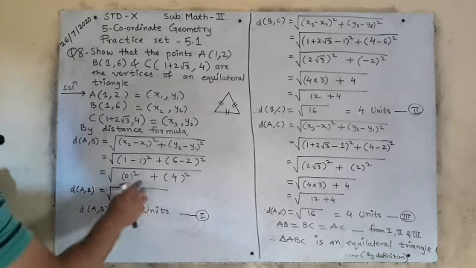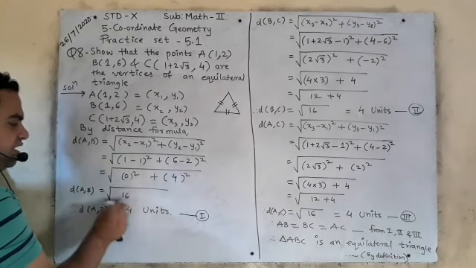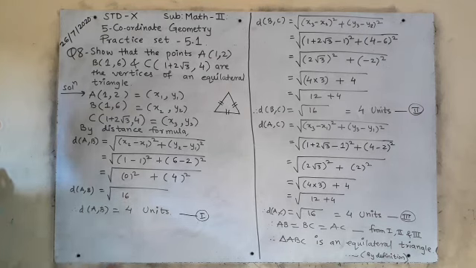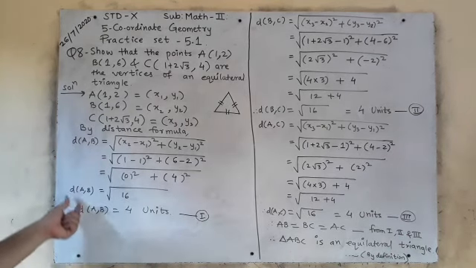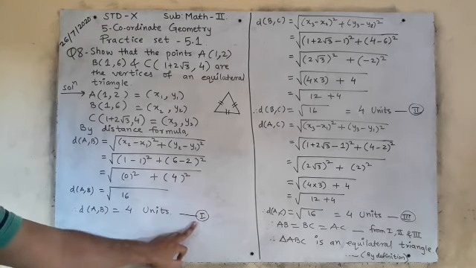Is it clear? So now 6 minus 2 will be 4 square. 4 square means 16. So square root of 16 is 4. So the distance between point AB is equals to 4 units. This is your first answer.